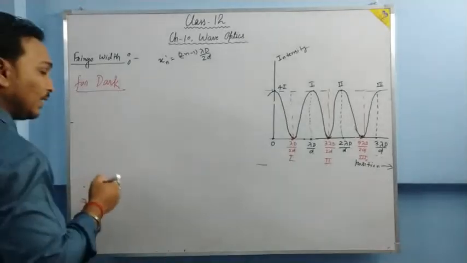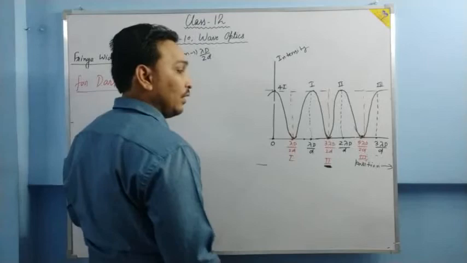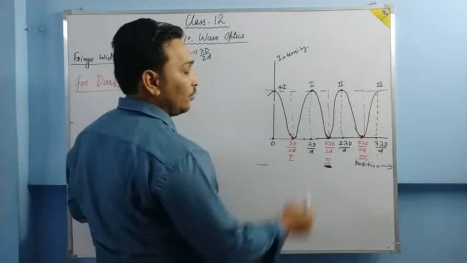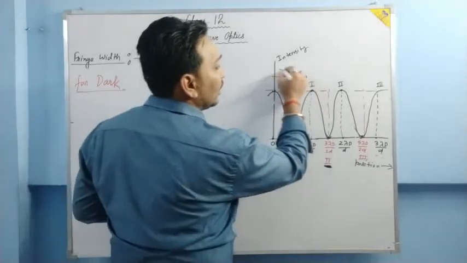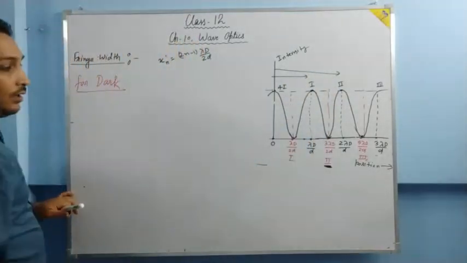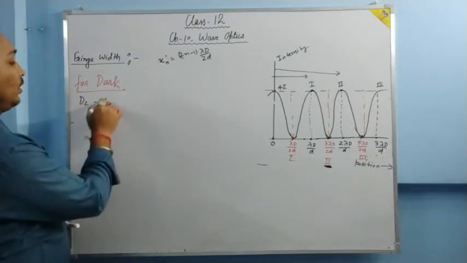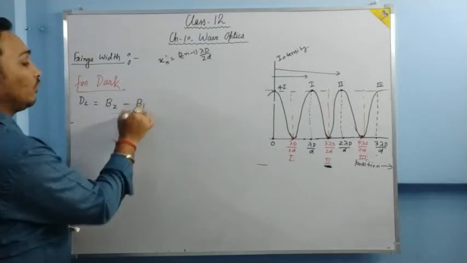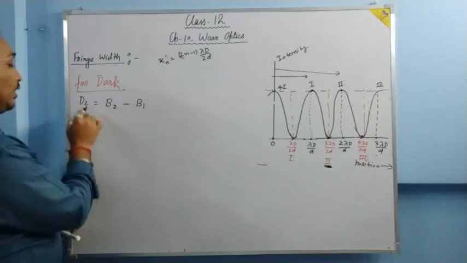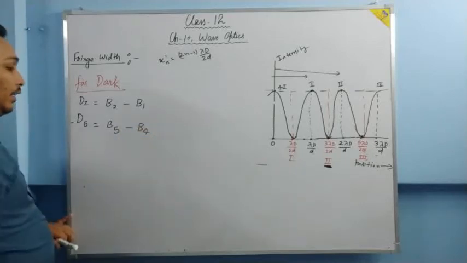Now let us move to the dark fringe. For dark fringes, just see, if you want to calculate the width of the second dark fringe, it will start from here and terminate over here. So you have to subtract the first position from the second, that is, second minus first. You have to calculate d2 minus d1. Similarly for the fourth, d4 minus d3, and so on, with lambda D by 2d common.